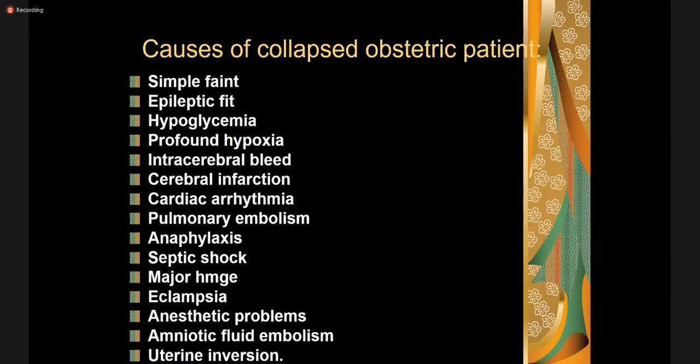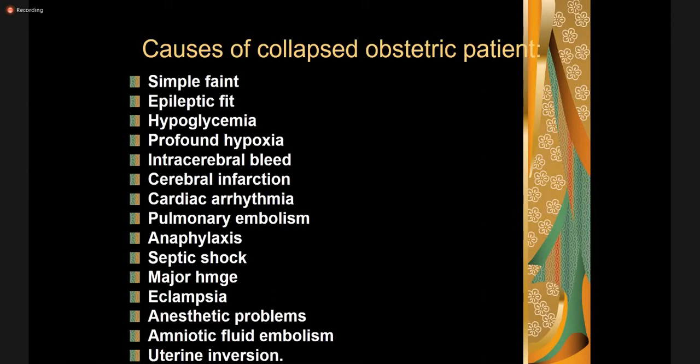They are not given proper food or proper fluid, so they also have hypoglycemia. Profound hypoxia due to any reason. Think of intracerebral bleed. Maybe she had a history of fall. Take history of fall. Take history of blood pressure, cerebral infarction, cardiac arrhythmias. Take history of cardiac involvement. Many patients come to us and they don't know that they have some cardiac problem, because throughout they have been all right, but with the pregnancy, they start having arrhythmias, or maybe the cardiac factors is picked up.